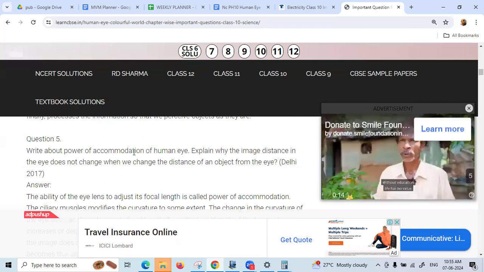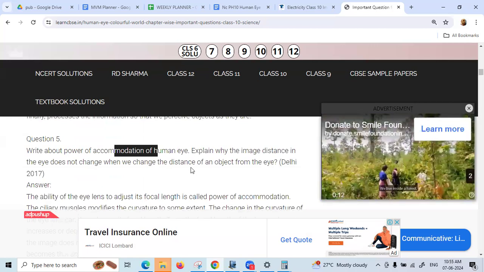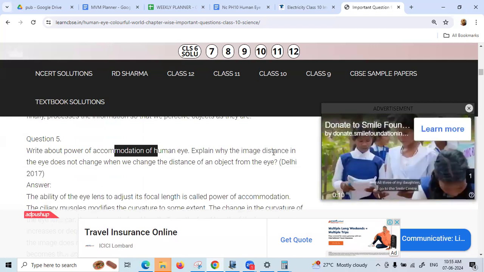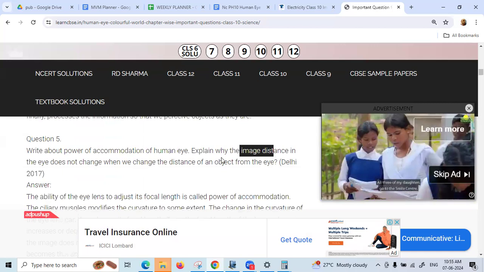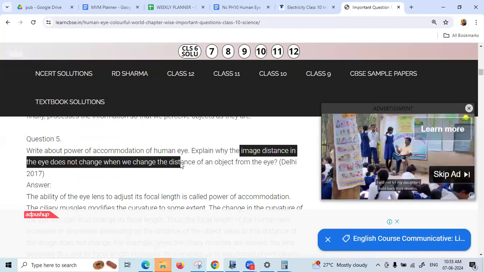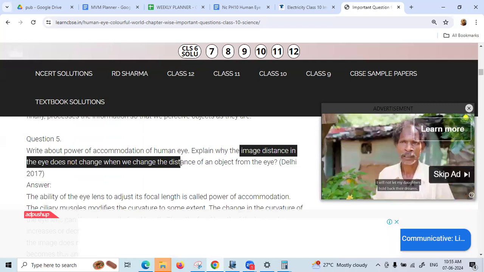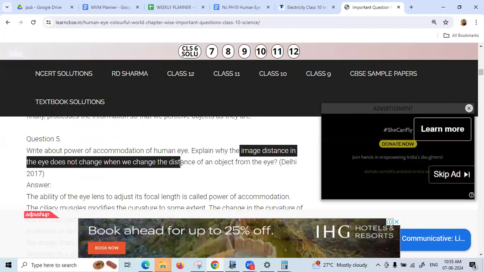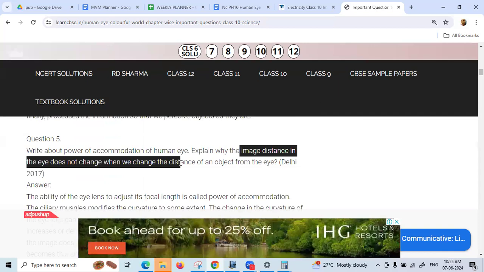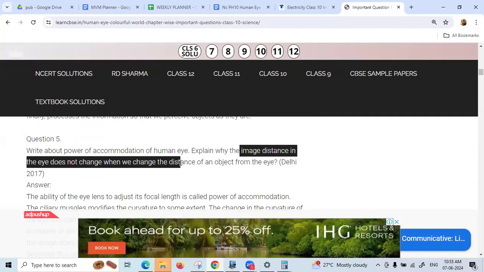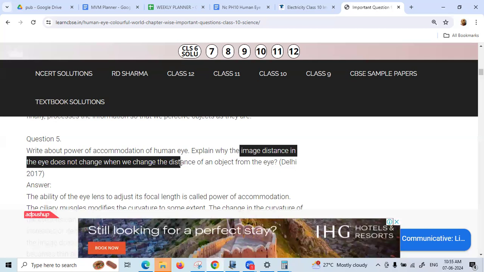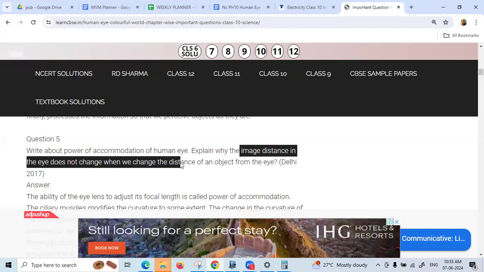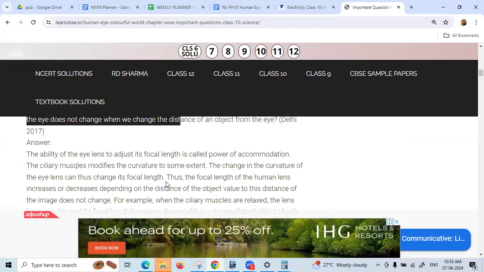Same question. Why does the image distance of the human eye not change? Because it's basically the size of the eyeball, the distance between the eye lens and the retina. Obviously, once the human is fully grown, the eyeball is fixed. It cannot change. Actually, it should not change too much from person to person also.